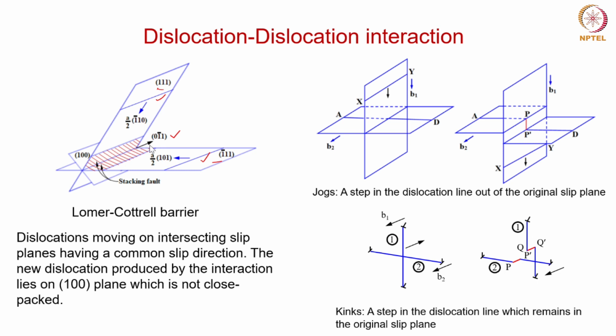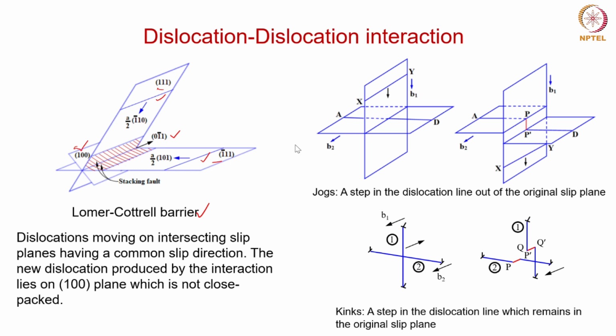Now, as you could see from here, as these two dislocations meet on this intersecting line, the new dislocation which is generated due to this interaction will lie on the 100 plane, as you could see from here. Since 100 planes are not the close packed planes in the FCC lattice, this dislocation will find it difficult to move freely. So there is a barrier to the dislocation motion due to such interactions, and this kind of barrier is known as the Lomer-Cottrell barrier.